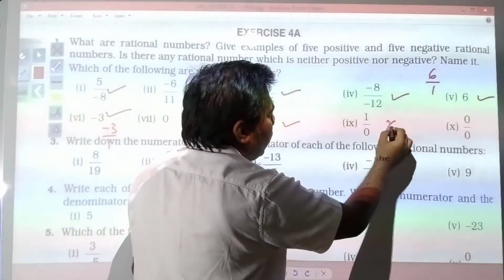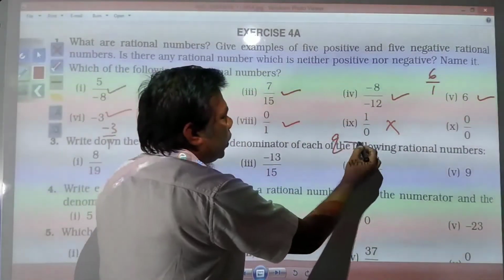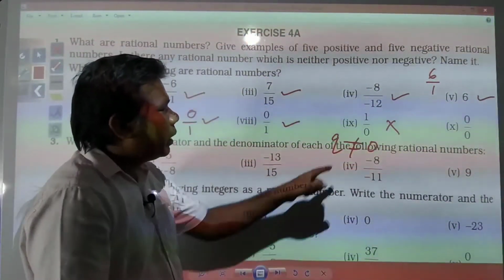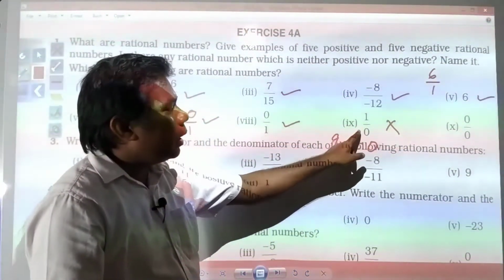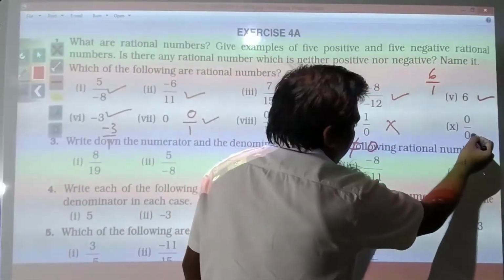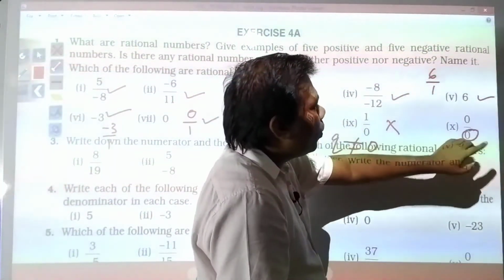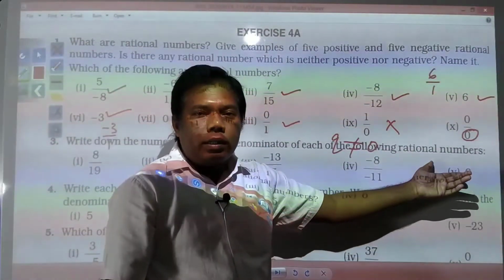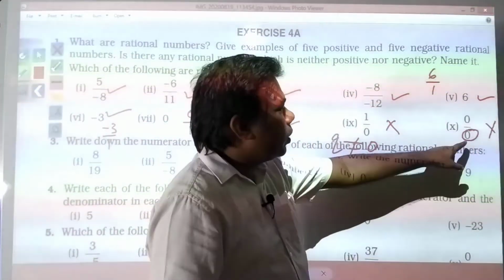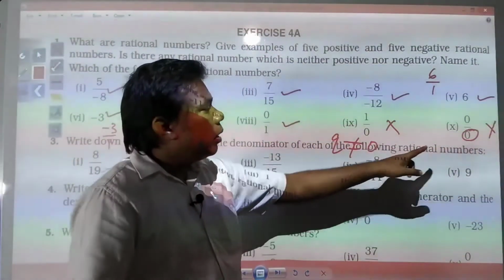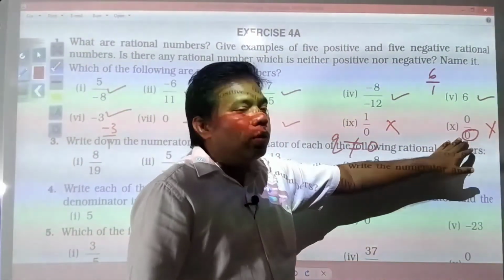1 by 0 is not a rational number, because what condition do we have for a rational number? q must not be equal to 0, but here you have q equal to 0, and that's why this will not be a rational number. 0 by 0 again, here you see 0 by 0 you have. If you are writing 0 by 0, that is meaningless, no meaning is there. So this again is not a rational number, because in the place of q, 0 must not be there.